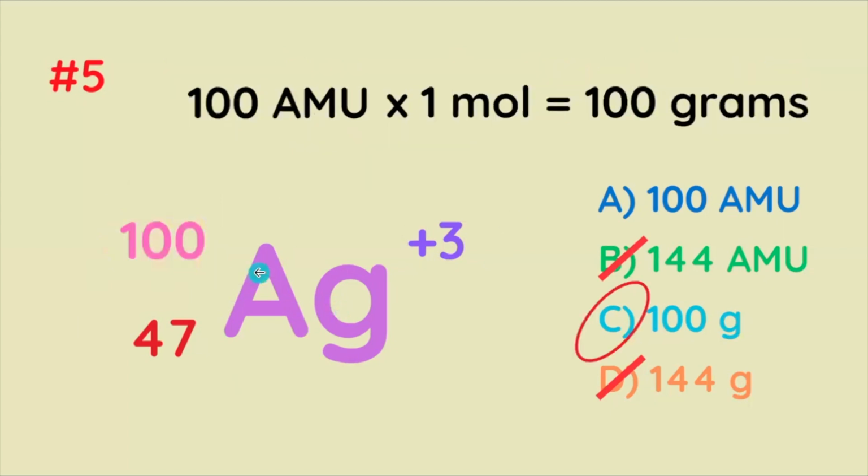But the question is, what's the mass of a mole of these isotopes? And it just so happens that 1 mole times 100 AMUs is equal to 100 grams. So the correct answer is C. 100 grams is the mass of 1 mole of these isotopes.